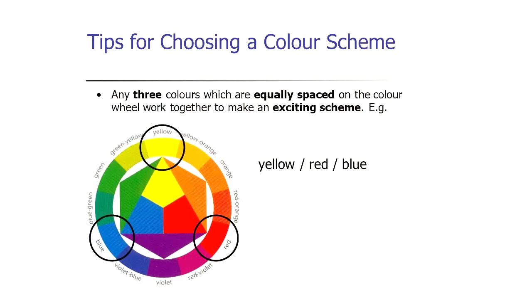So when we look on the colour wheel, images where the colours are spaced out quite evenly create an exciting scheme. So we've got yellow, red and blue here. We could have green, orange and purple, for example. Those will create exciting schemes of colour.